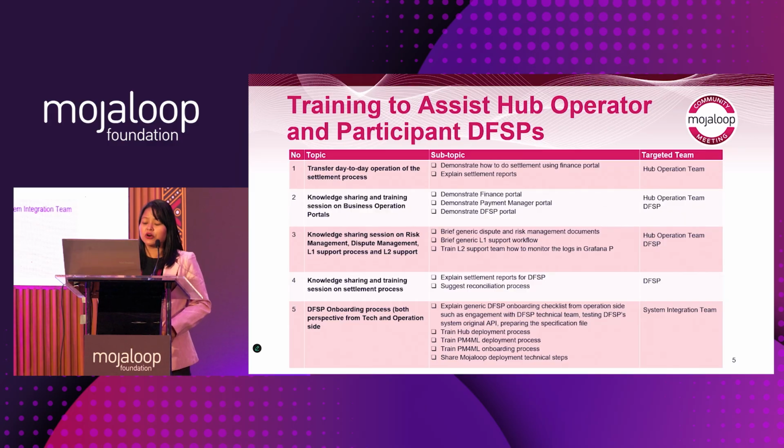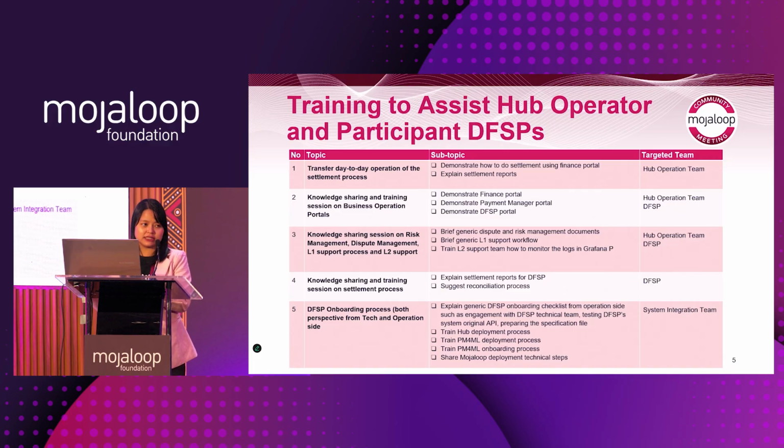This one is the list of the training that is required for the hub operations, the designated hub operators, and the DFSPs. As we all know, based on the previous morning session, we performed as a technology provider and system integrator for the Liberia project. So in that project, for instance, for hub operation readiness, we provided the training session for the operation portals and provided the user guide documents to the designated hub operation team members.